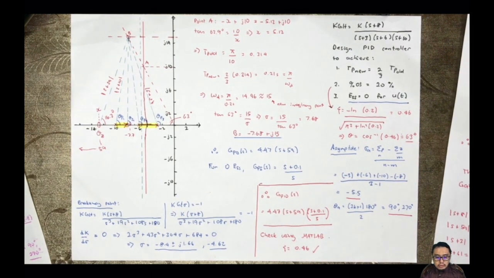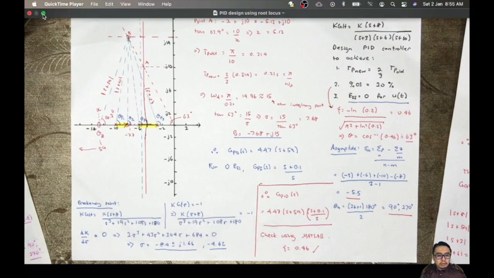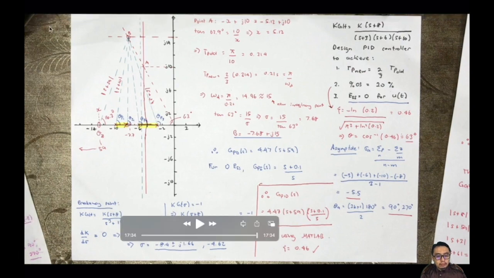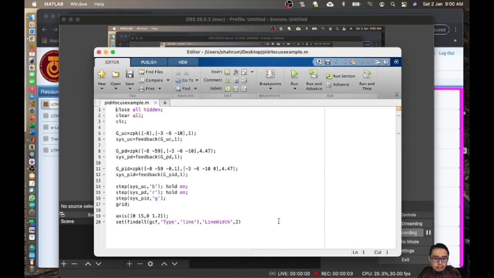So if you check using MATLAB, if you're using these values, you will achieve the damping ratio of 0.46, but we just look at the overall response using the compensated system, and we can compare with the uncompensated system. Okay, so we can use MATLAB to check our answer.